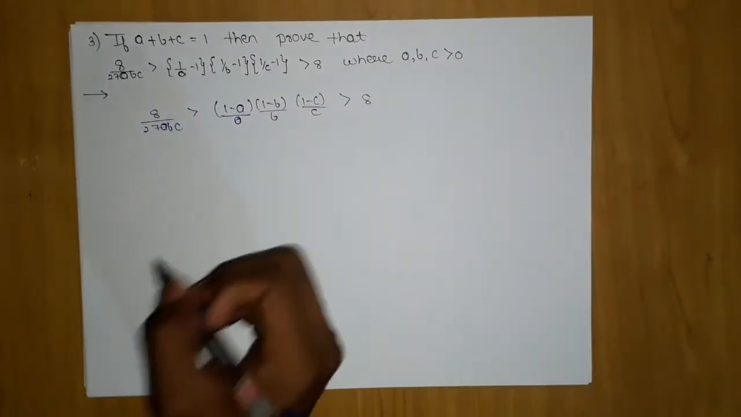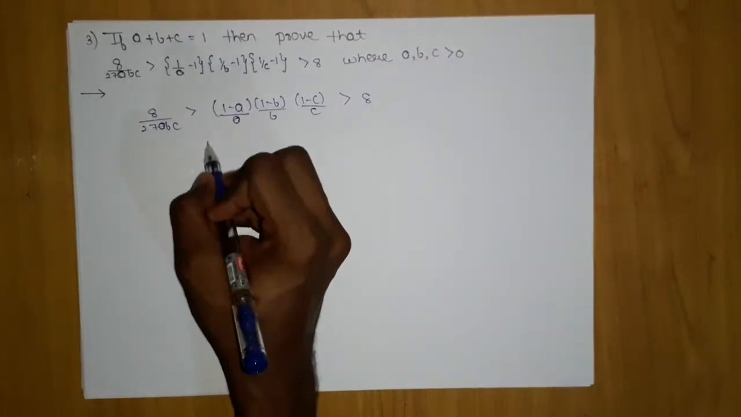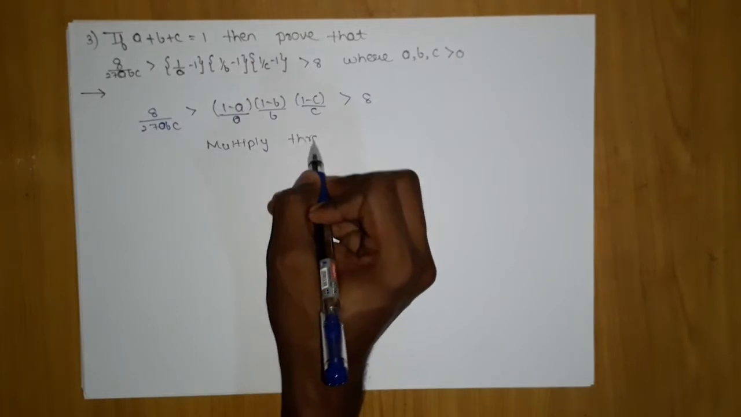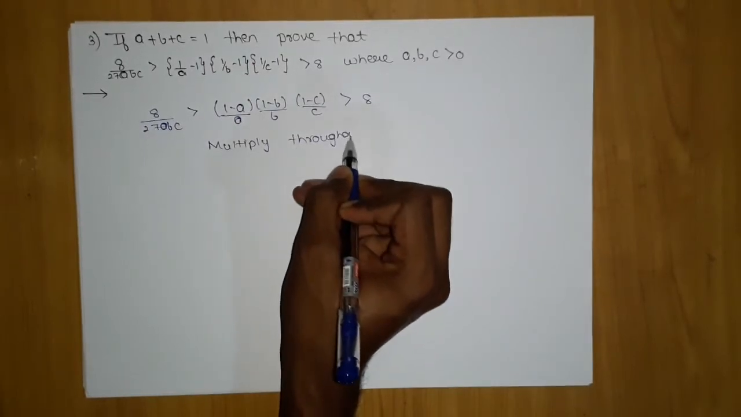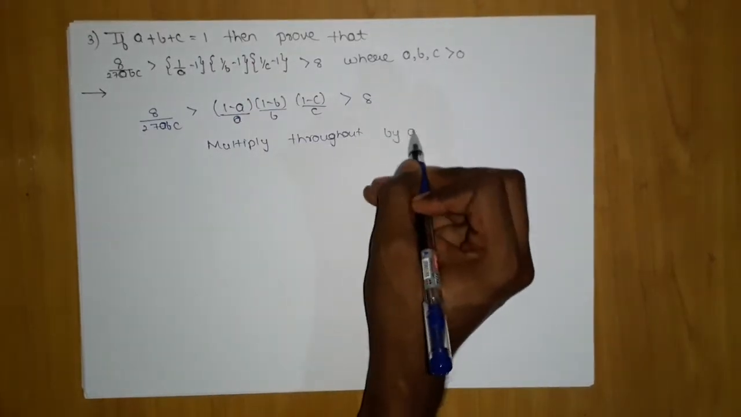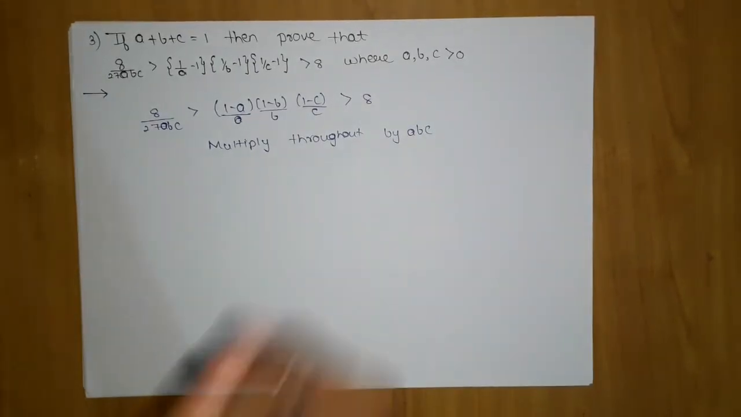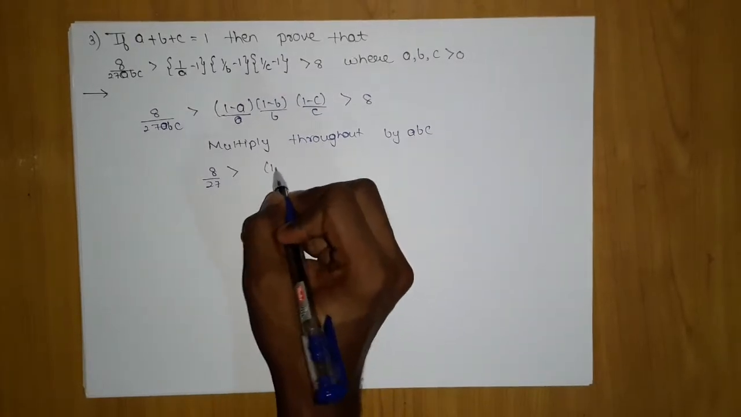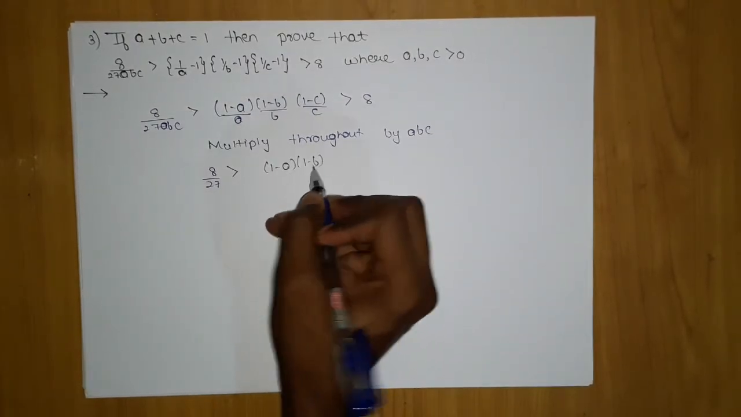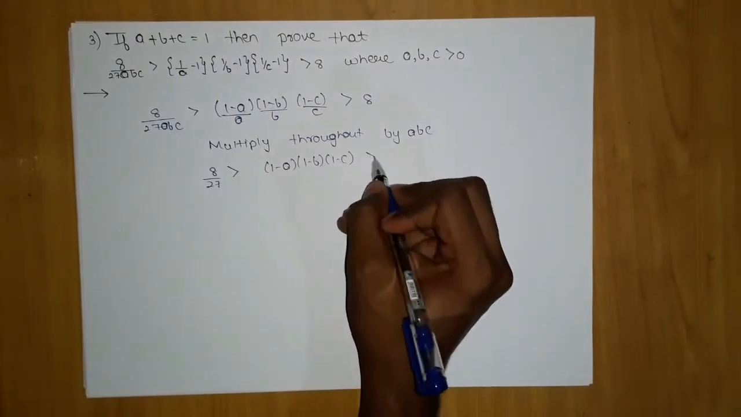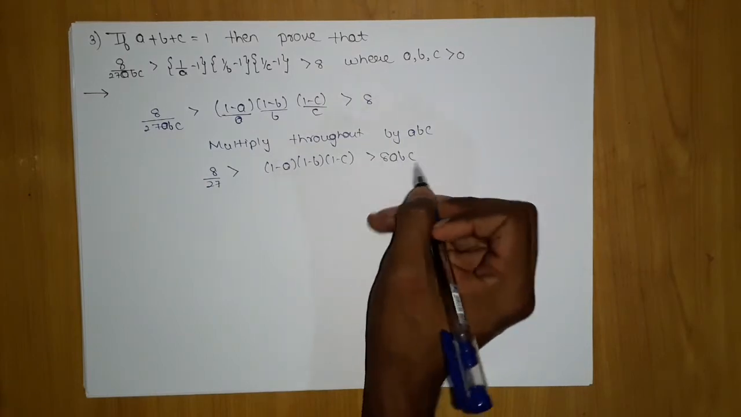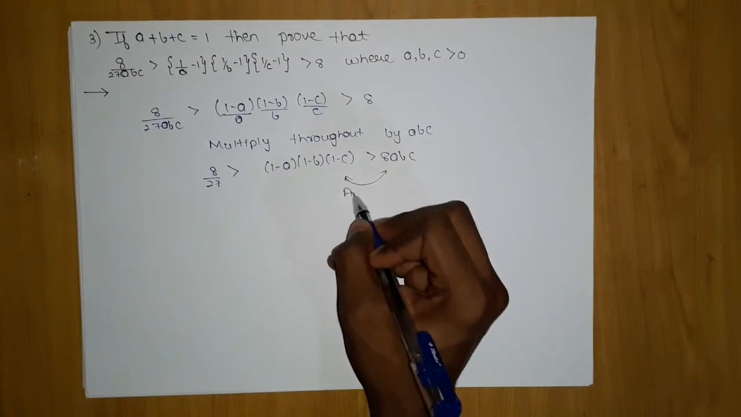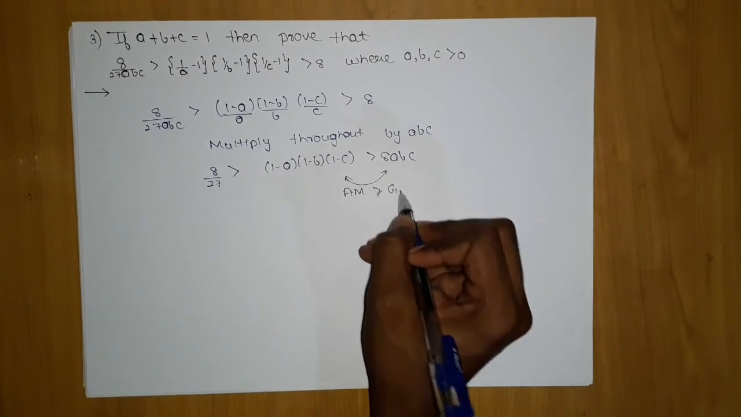So now we are getting a hint, we should multiply throughout by abc. If I multiply, my things will become less complicated. It will be just 1 minus a, 1 minus b, 1 minus c greater than 8 abc. So now it is very obvious that here I should apply AM greater than or equal to GM.